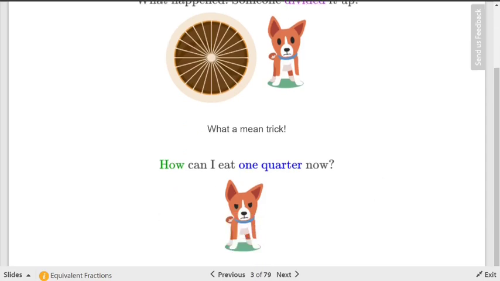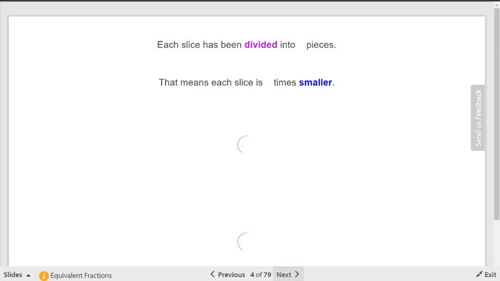Well, even though it's cut up into smaller pieces, we can still eat 1/4 of the cake, right? It just means instead of one big piece, we're going to have what? Several smaller pieces, right? So you can always divide fractions into smaller and smaller and smaller pieces, and just having more of them will continue to mean you have the same value, okay?